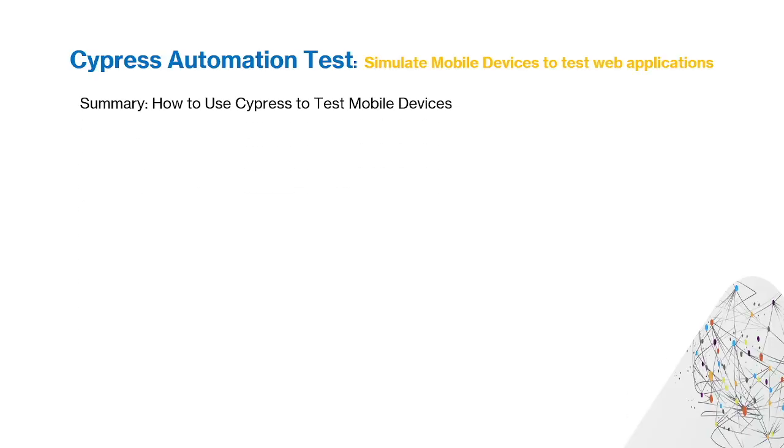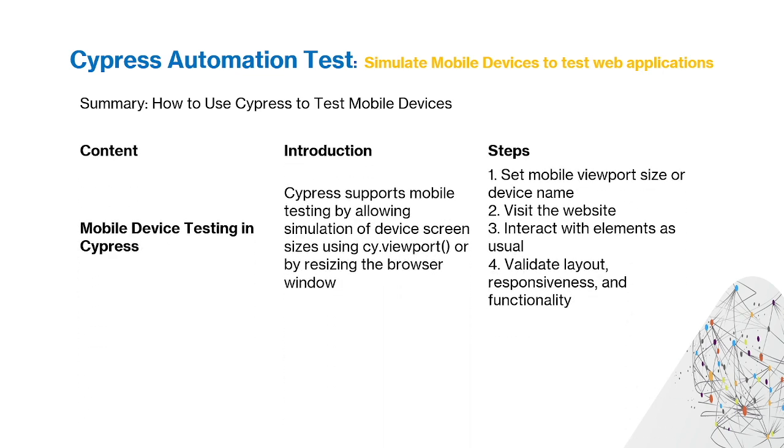How to use Cypress to test mobile devices. Cypress supports mobile testing by allowing simulation of device screen sizes using their viewport function or by resizing the browser window. So here are the steps. Set mobile viewport size or device name. You visit the website, you interact with the elements as usual, and then you validate the layout and responsiveness and functionality.